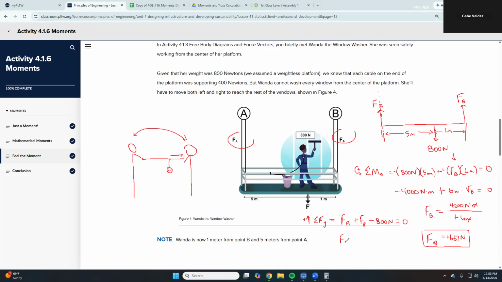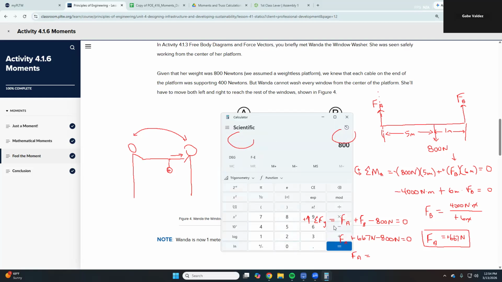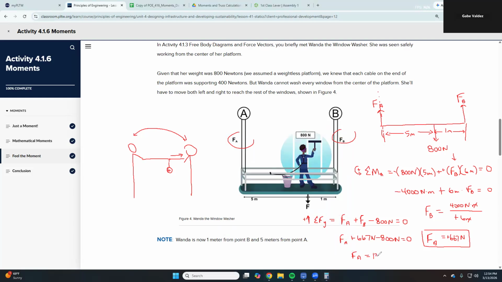So I know what FB is. That is 667 newtons. I know Wanda's weight is 800 newtons. So now I can go ahead and solve for FA. Move 800 newtons to the other side, minus 667. So the force in member A, or this FA force here, is equal to 800 minus 667, so about 133 newtons. Okay.